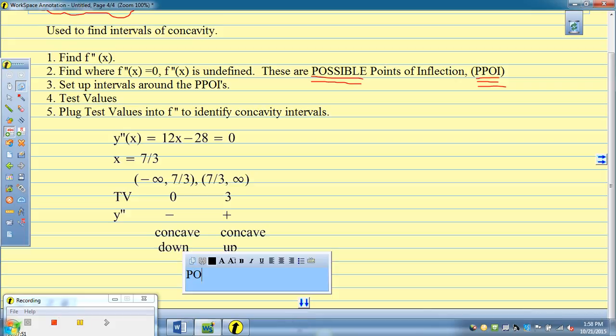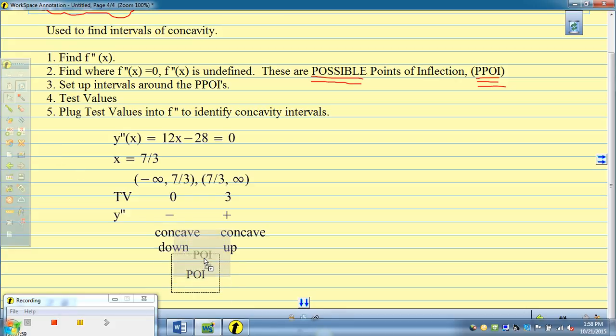And what that also means is that we have a point of inflection, because a point of inflection is a point where the concavity changes. And we have just performed an analysis to show us that the concavity changed at 7/3. So we have a point of inflection at 7/3. If we were concave down to the left and concave down to the right, then this would not be a point of inflection. There needs to be a change in the concavity.